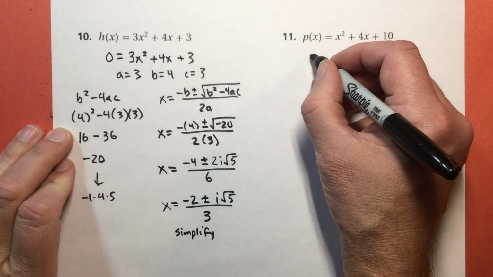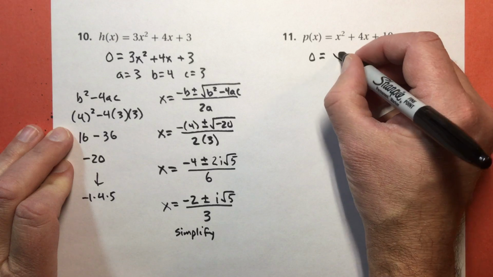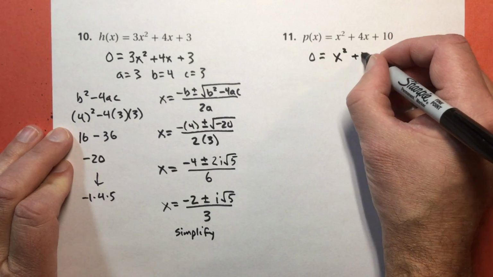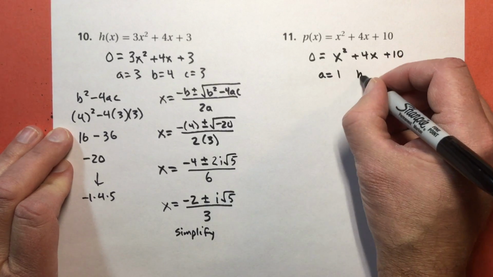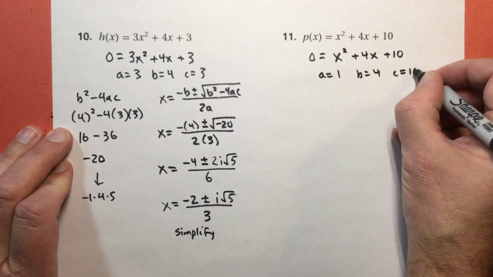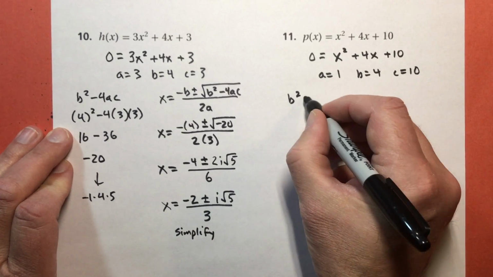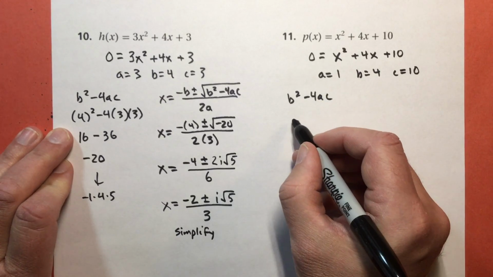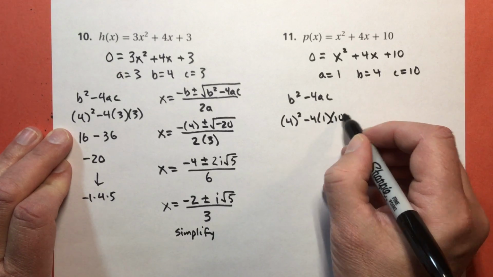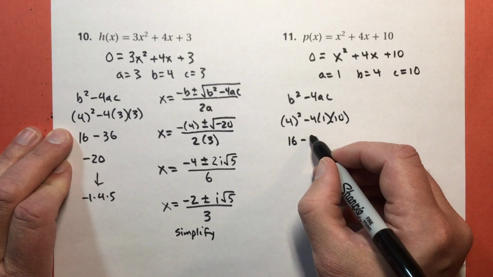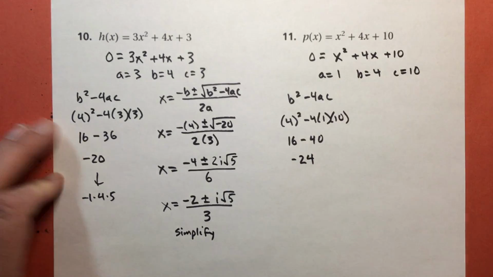Number 11, and I know I'm going at this at a pretty decent pace. As always, pause it, rewind it if you need to. Set it equal to 0. Identify your parameters. Find that discriminant, b squared minus 4ac. So I get 4 squared minus 4 times 1 times 10. 16 subtract 40 equals negative 24.